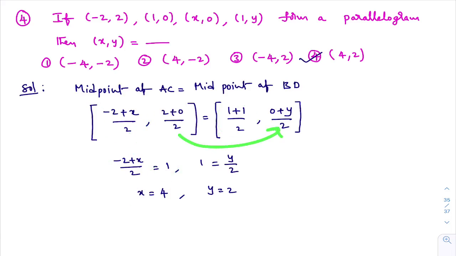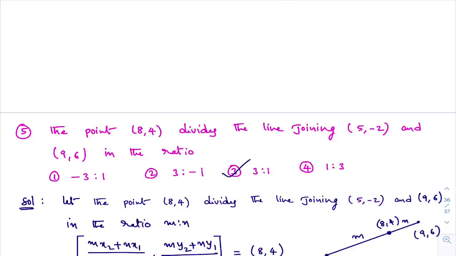Now equate these two things. Here 2 by 2 is 1. 1 equals y by 2. If I simplify this, what am I getting? I am getting y equal to 2. So x equal to 4, y equal to 2. So which option? The fourth option is the right option.